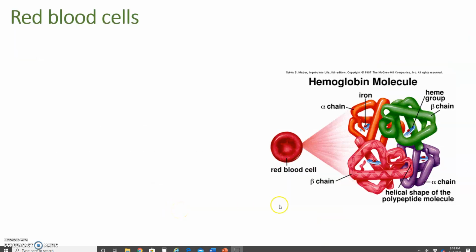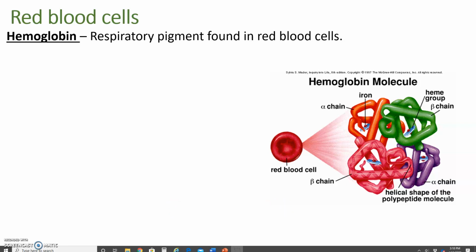So red blood cells, or what we call erythrocytes, they are composed of a protein called hemoglobin. Hemoglobin functions to bind oxygen and carbon dioxide, and it binds that oxygen in the lungs and transports it to the tissues, and then binds carbon dioxide in the tissues and transports it to the lungs. So its main function is gas transport in our blood.